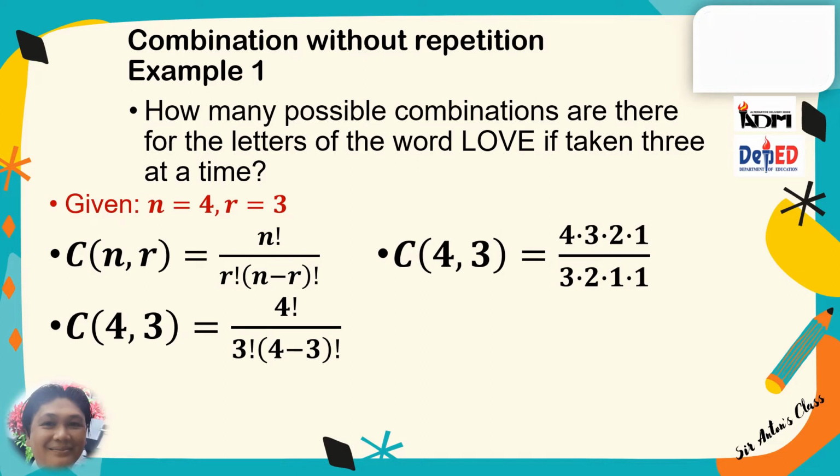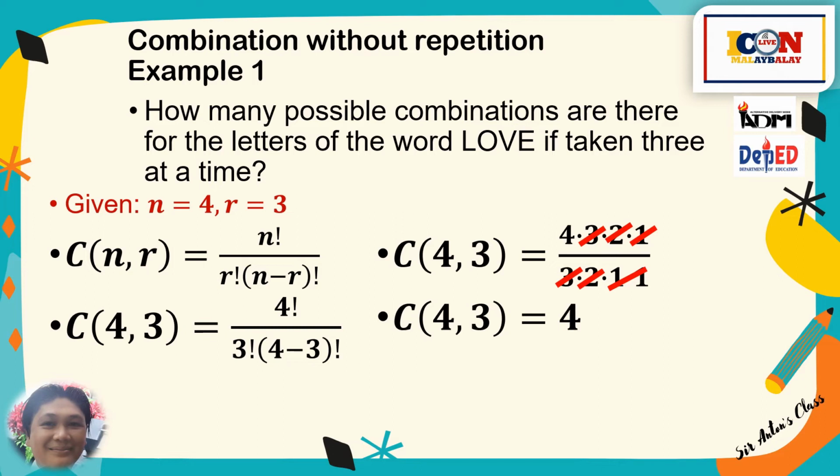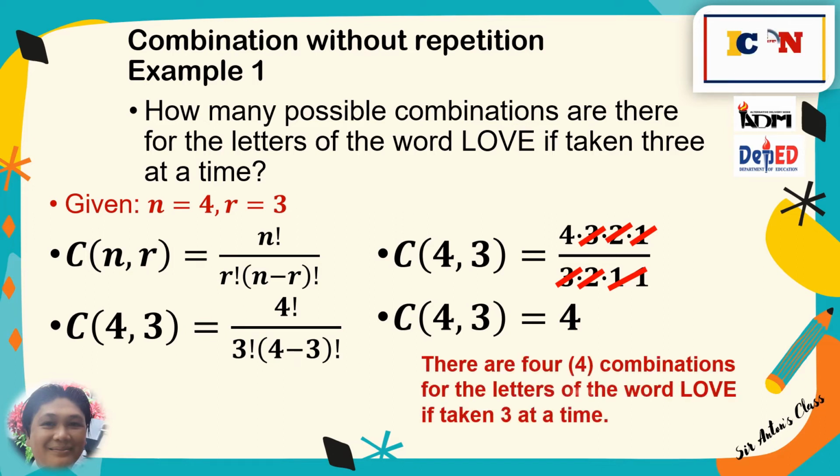And then we can divide. 3 divided by 3 is 1. 2 divided by 2 is 1. 1 divided by 1 times 1 is 1. So, the combination of 4 objects taken 3 at a time is just equal to 4. So, there are 4 combinations for the letters of the word love if taken 3 at a time.